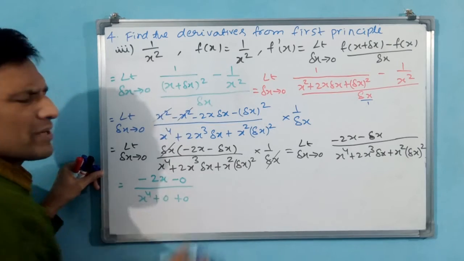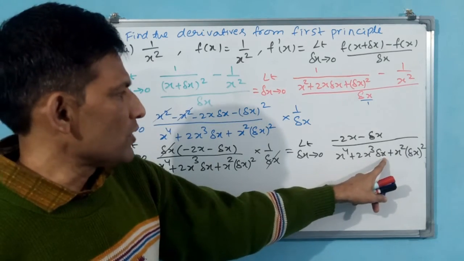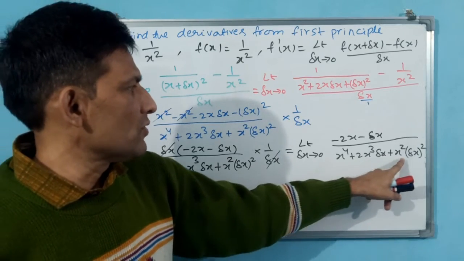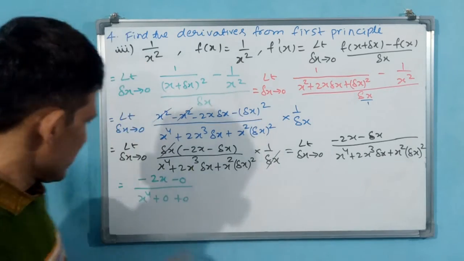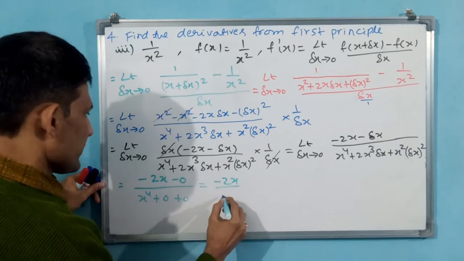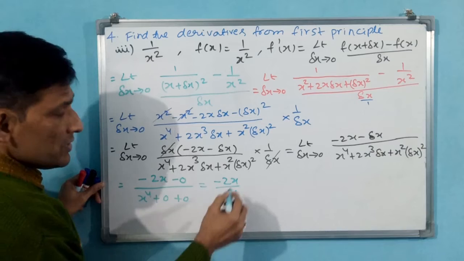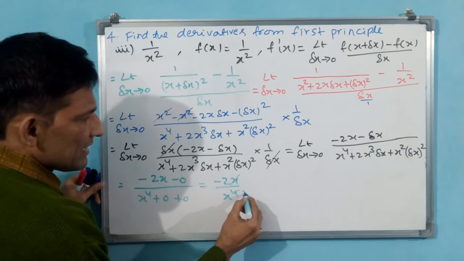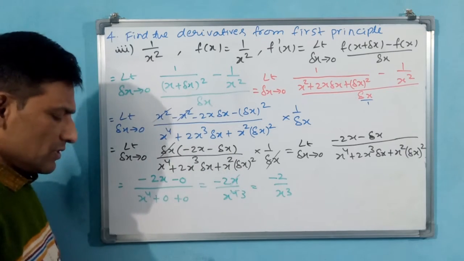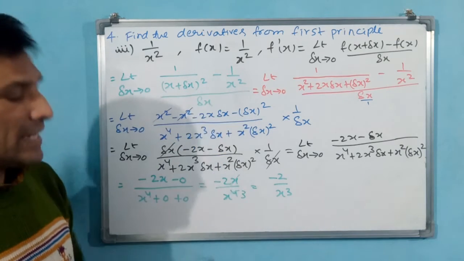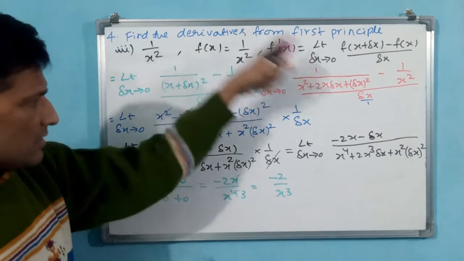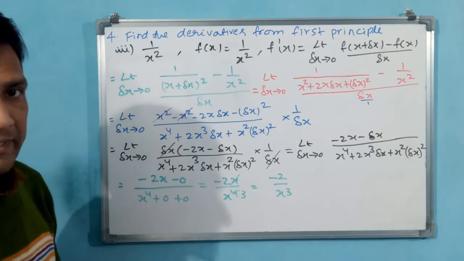Why am I writing plus 0 plus 0? Because see, 2x cube into 0, I am applying the limit, this is going to become 0, and this is going to become 0. Now what will come? Minus 2x by x to the power of 4. You see, x again you can cut. Minus 2 by x cube. Minus 2 by x cube is your final answer. See, this is by the first principle or derivative process.